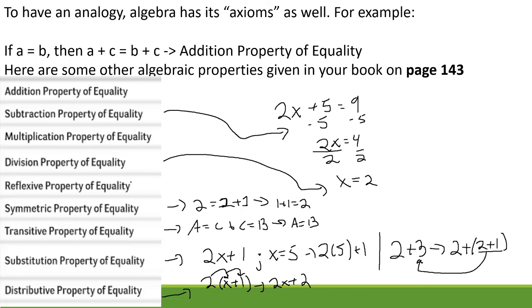Reflexive comes into play a lot later on, but reflexive basically means something is equal to itself. So A equals A, 5 equals 5, etc. So reflexive simply means something is equal to itself. That's all reflexive is.